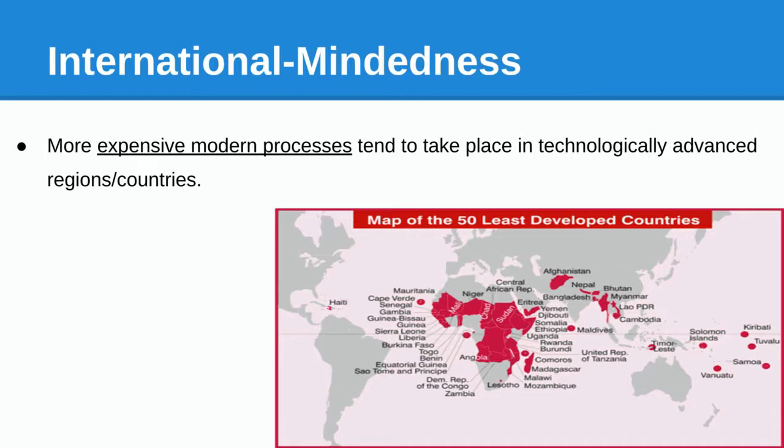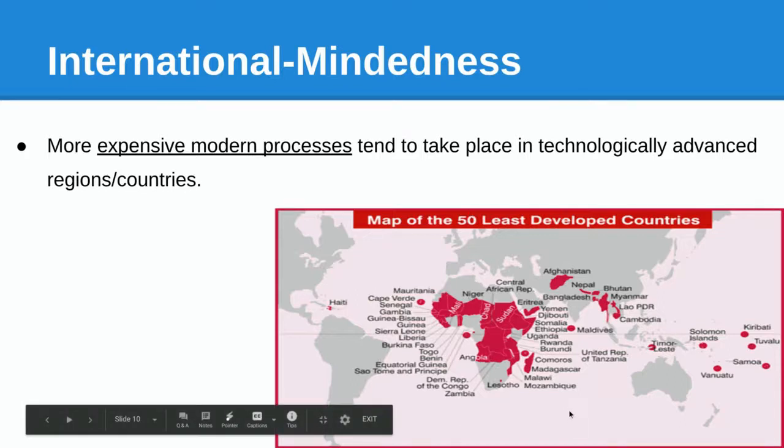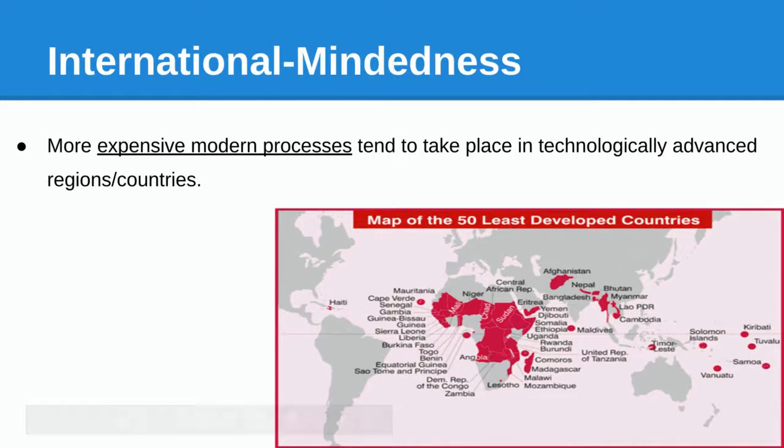International-mindedness, as if we haven't said this before, but more expensive modern processes tend to take place in technologically advanced regions and countries. So I put an image on here. This is a chart of the 50 least developed countries.